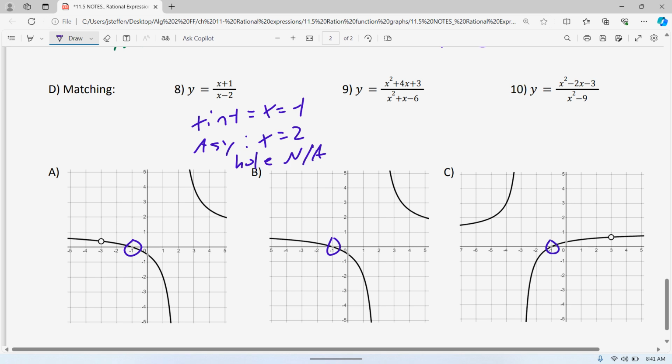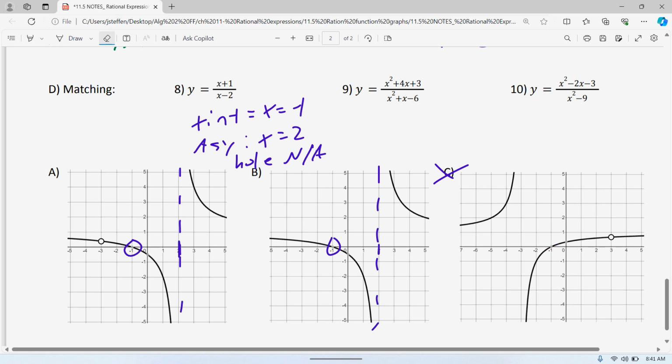Your asymptote is 2. So that's right here. Well, that looks like the asymptote for that one. That's right here. That looks like the asymptote for that one. Over here, the asymptote over here. So I know 8 cannot be C. That's ruled out for number 8. And that's honestly the way I would do these, is I would just do process of elimination. So I know it's one or the other.